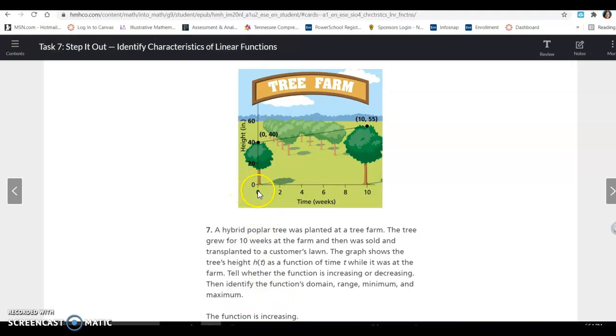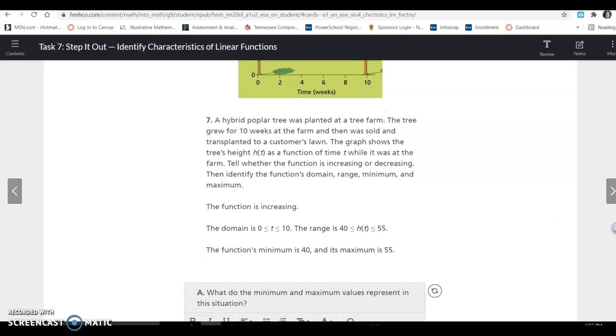Okay, so before we start, let's just evaluate the graph. Across the bottom, that's time in weeks. So we can see that it goes from 0 to 10 weeks. We can also see that the height in inches is along the y-axis, so it's going to go from 0 up to 60, but it starts at 40. So this represents 40 inches at week 0. And then the tree grew for 10 weeks, and it became 55 inches tall. All right, so let's answer these questions.